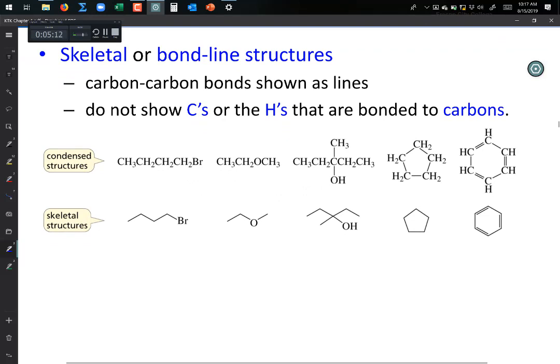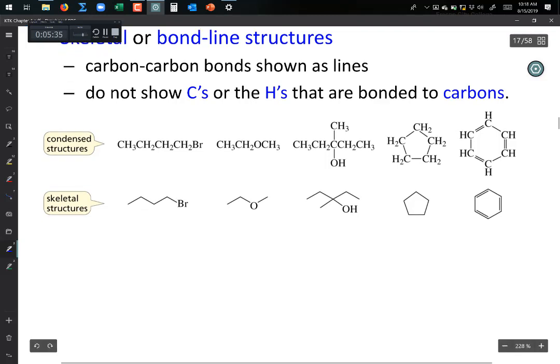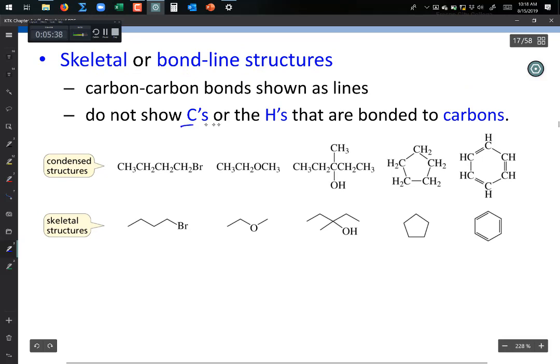Okay, so then there's also skeletal or bond line structures. And in a skeletal structure, it's like a Kekulé structure, you don't show lone paired electrons. And you don't show hydrogens attached to carbons unless, for some reason, you're trying to call them out in the structure. So you'll notice on this one, you don't show C's or H's that are bonded to carbon, right? But like bromine you would show, and then OH you would show the H on it, and NH2 you would show the H, but it's just carbons that this rule applies to.